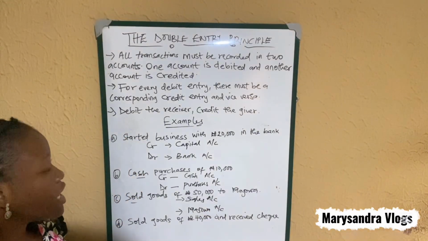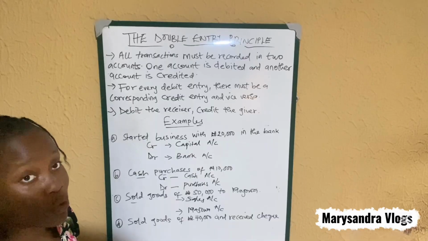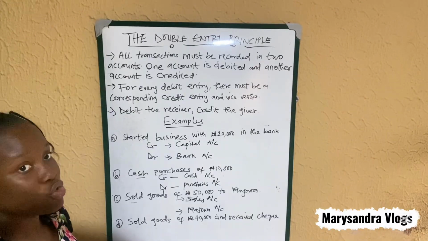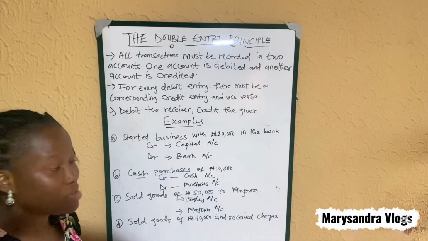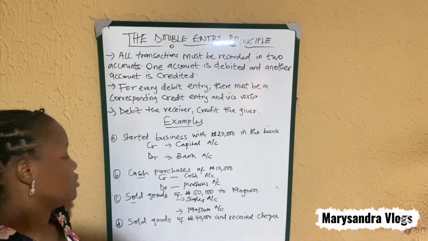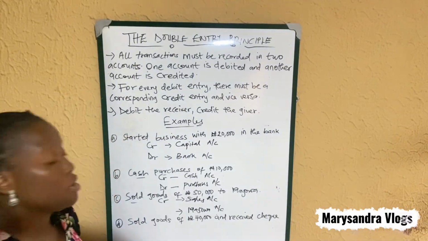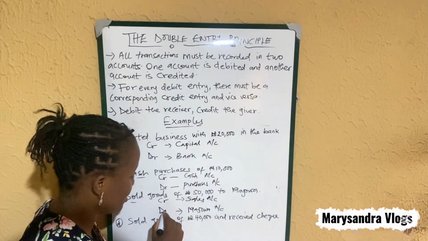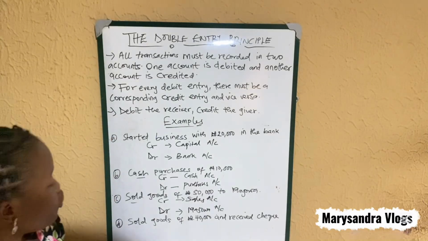So which is giving and which is receiving? When you sell goods, your sales are depleting. So sales account is giving, credited. Mayowa is receiving, debited.